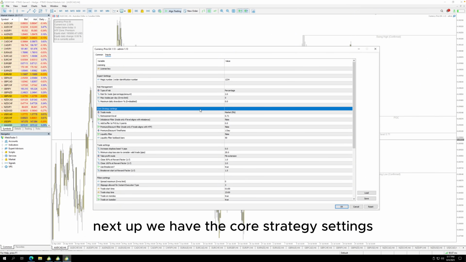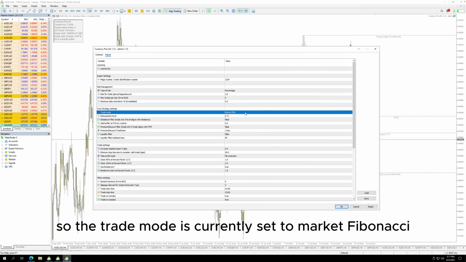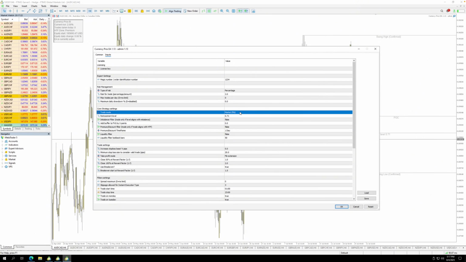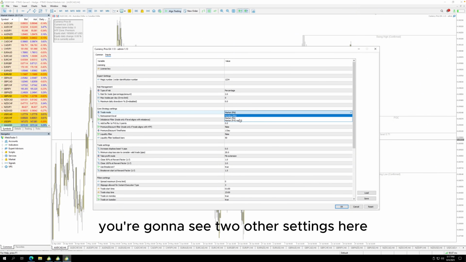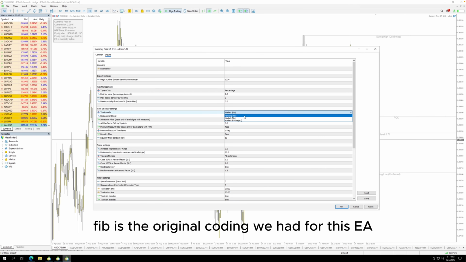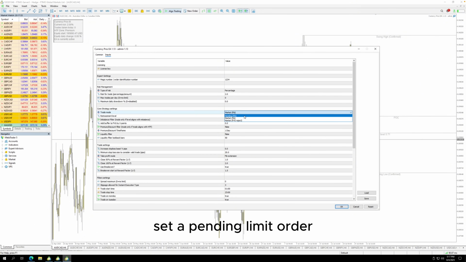Next up, we have the core strategy settings. So the trade mode is currently set to market Fibonacci. If you click the drop-down menu, you're going to see two other settings here. The pending fib is the original coding we had for this EA. This is when the EA will basically set a pending limit order at the Fibonacci level of your choosing.